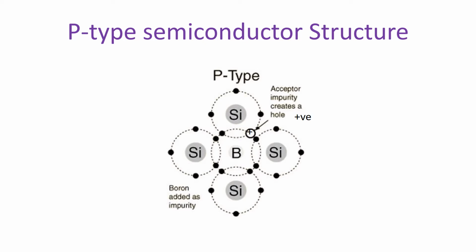So here the impurity atom boron shares its 3 valence electrons with the neighboring 4 silicon atoms, and there is one vacant space in the electron sharing covalent bond. So boron, an acceptor impurity, will create a positive charge or hole in one covalent bond. So in p-type semiconductor, the majority charge carriers are positives or holes, and the negative charge carriers are electrons, which are very few in number.